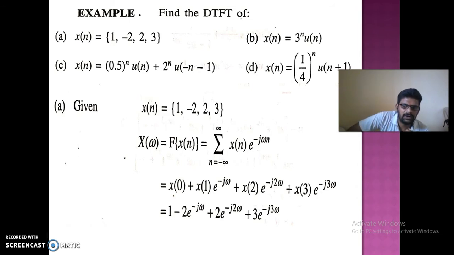So using the formula for DTFT, X of omega is equal to F of x of n is equal to sigma n equal to minus infinity to plus infinity x of n e power minus j omega n, x of 0 plus x of 1 e power minus j omega plus x of 2 e power minus j 2 omega, because here only x of 0, x of 1, x of 2 and x of 3, only 4 elements are given from 0 to 3. Substitution is 1 minus 2 e power minus j omega plus 1 plus 2 e power minus 2 j omega plus 3 e power minus j 3 omega. So like that you can solve the DTFT function very easily. So this is the DTFT of the given sequence.